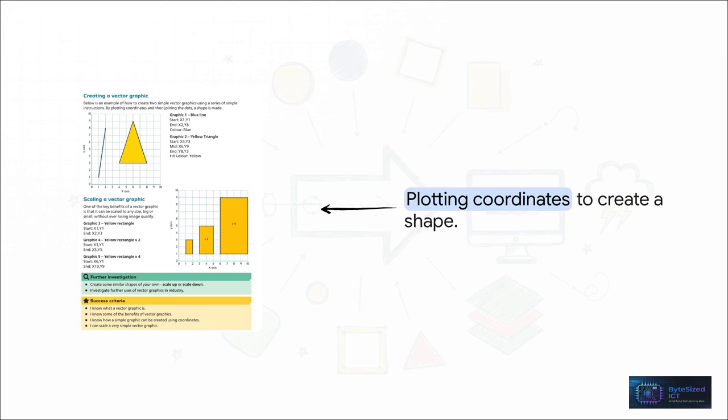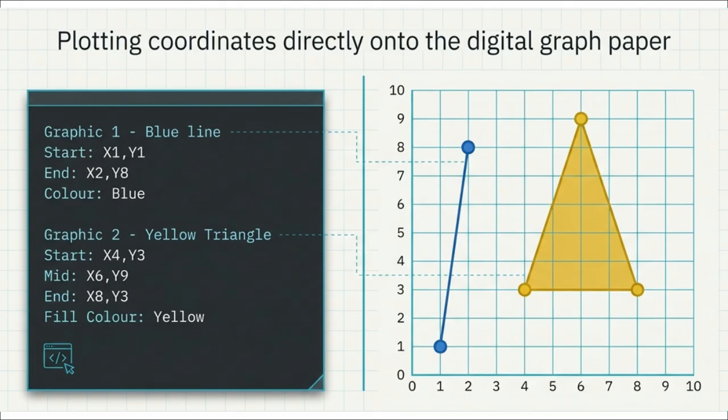Say we want to draw a blue line. The algorithm says, okay, start at x1, y1, and jump to an endpoint over at x2, y8. Make the line blue. Done. Now for something a bit more complex, like a yellow triangle. We start at x4, y3, plot a midpoint way up at x6, y9, bring it back down to x8, y3, and then fill the whole thing with yellow. See? By simply connecting those coordinate dots, a perfect, crisp geometric shape emerges.